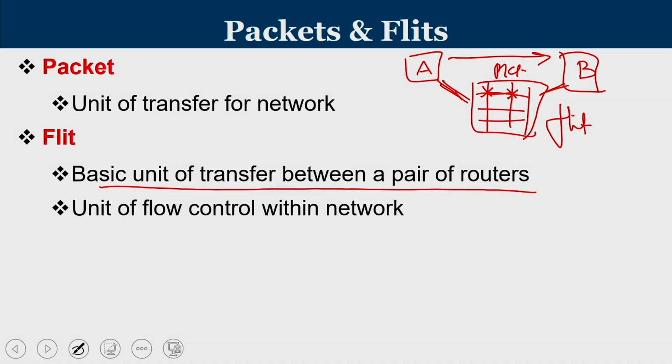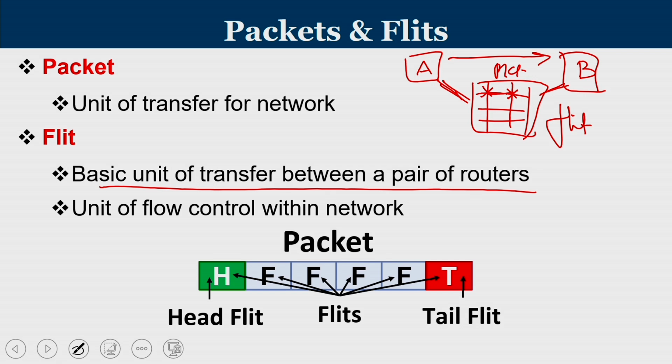So, a FLIT is the basic unit of flow control within a network, and generally the packet is divided into FLITs. You have a head FLIT which contains the control information, the routing information, source address, destination address, sequence numbers, and then we have a sequence of body FLITs, and at the end we have a tail FLIT which will release the resources that were blocked for us upon the traveling of the head FLIT.